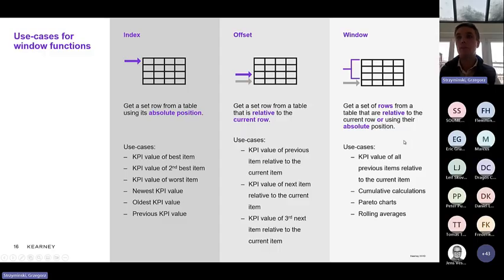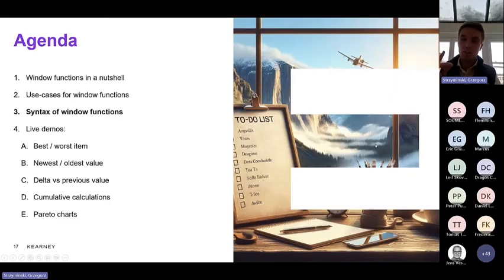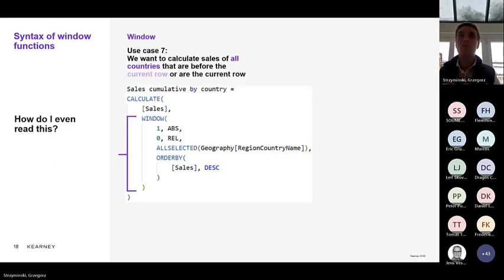Just for the sake of simplicity and transparency. Now let's talk about the syntax of window functions. And we will start from the syntax of the window function WINDOW, so the last one and the most intricate one. So for the use case that I mentioned, the cumulative sum of countries by sales, that's the DAX code that I used for that.